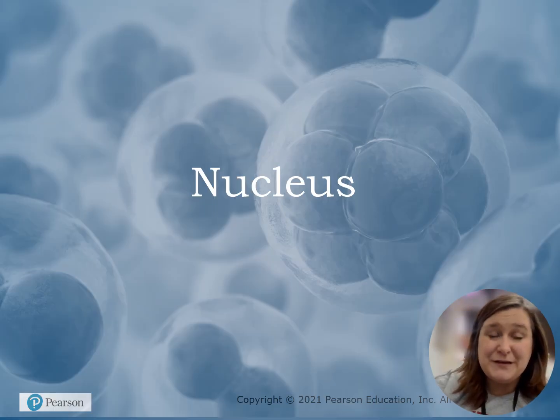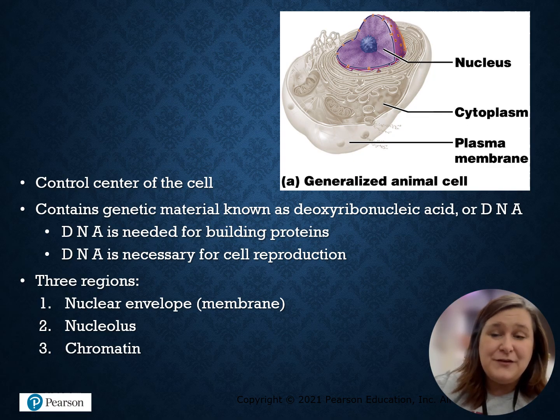So let's talk a little bit about the nucleus. The nucleus is going to be the control center of the cell. It is going to contain the genetic material, which is going to be our DNA. DNA is going to be needed to build proteins, and DNA is also necessary for cell reproduction.